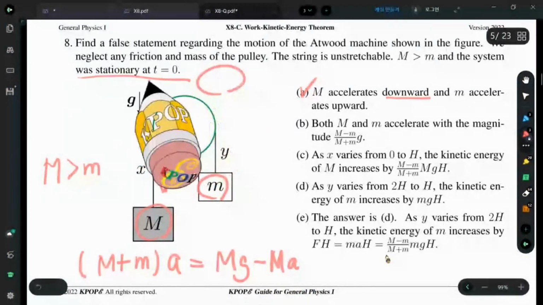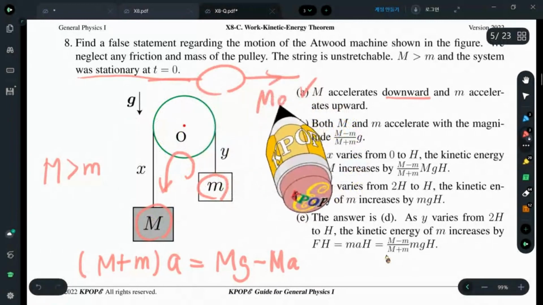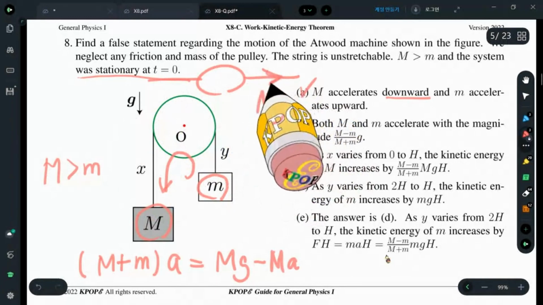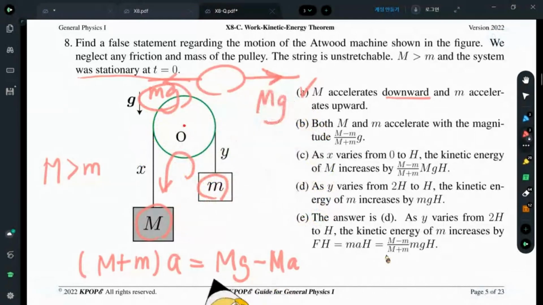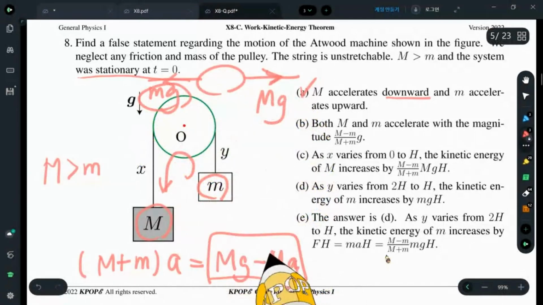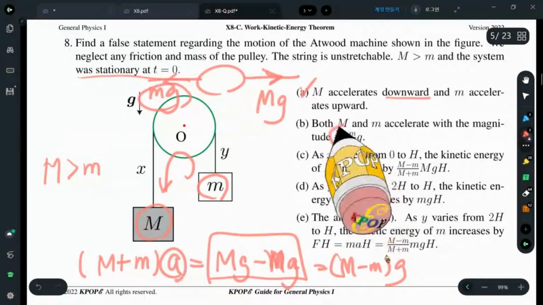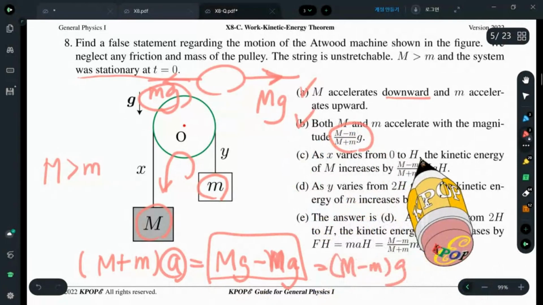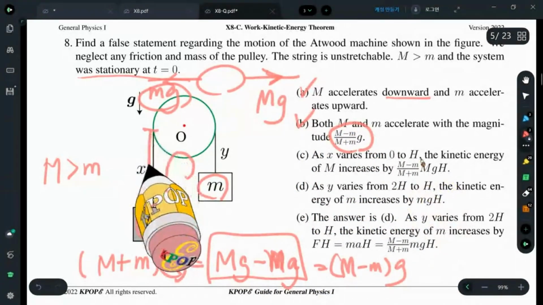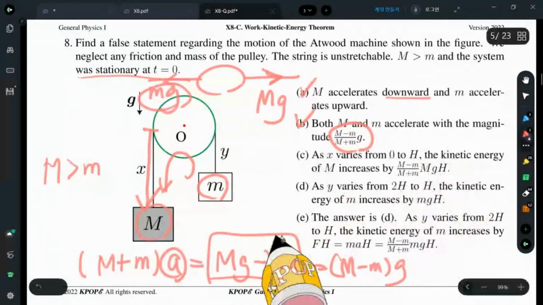If I simplify this into a one-dimensional problem, we have capital Mg applied in this direction, small mg applied in this direction. The difference of the total force will be capital M minus small m, times g. We know the acceleration is this. That's correct. x varies from 0 to h, goes down. The kinetic energy increases.